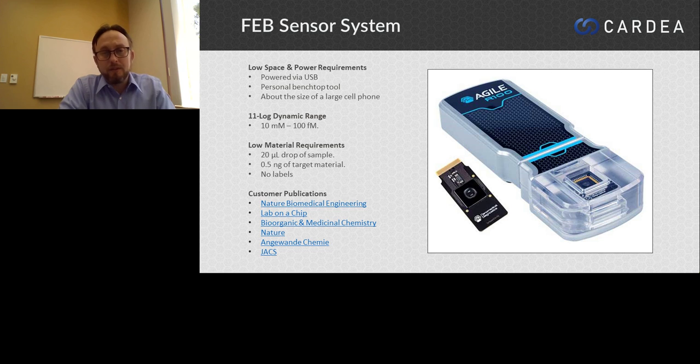This is what the sensor system looks like. The important thing to get from this slide is that the size of the overall system is about the size of a large cell phone. So it is something you can carry around in your pocket. I've carried these around in my pocket. It's meant to be a personal benchtop tool. It's very easy to use, powered via USB. There's not a lot of extra stuff you have to carry around with you. It's got some nice specifications in terms of large dynamic range and small amount of material requirements. But the basic idea is that this is pretty small.